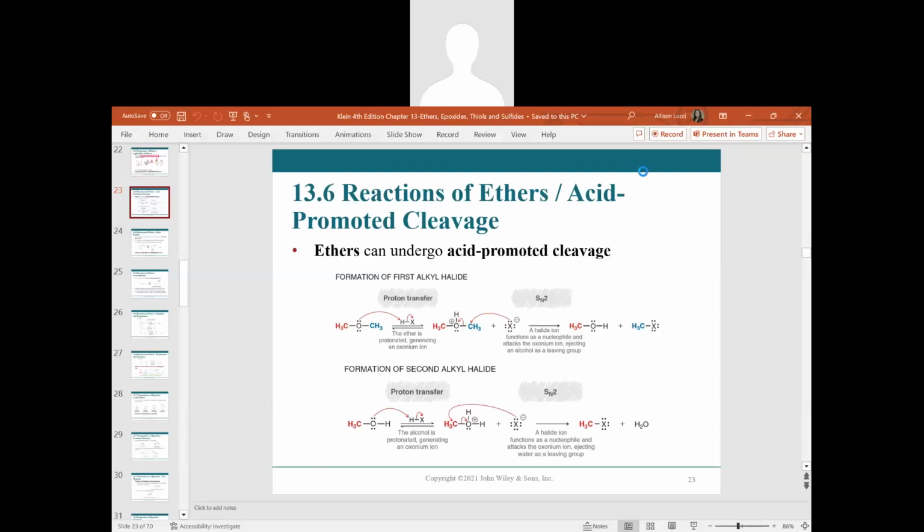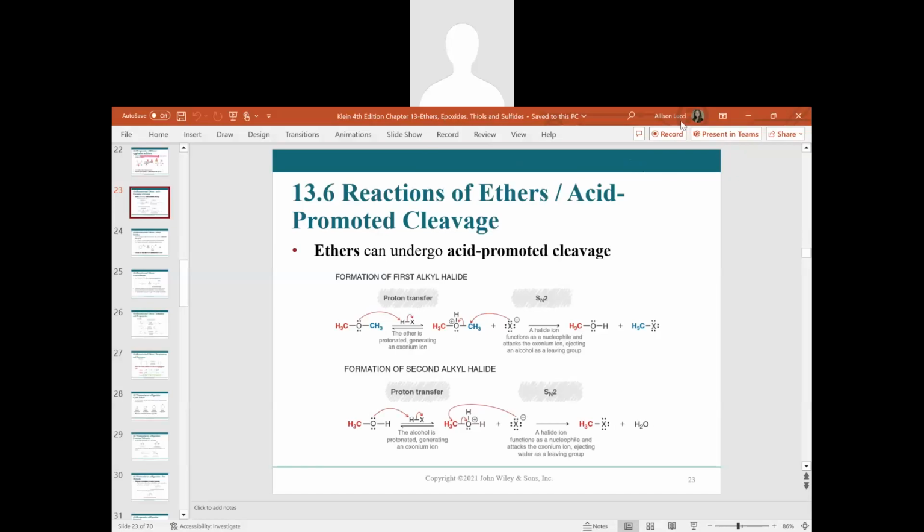We have seen in the past that ethers are generally unreactive under basic or mildly acidic conditions. So therefore, we use them for a variety of reactions as solvents. But there are some reactions that ethers can undergo. So we're going to explore those in this section, section 13.6.